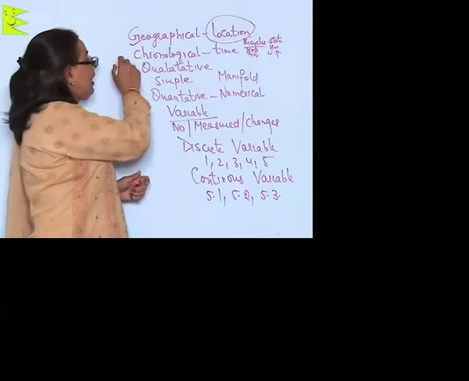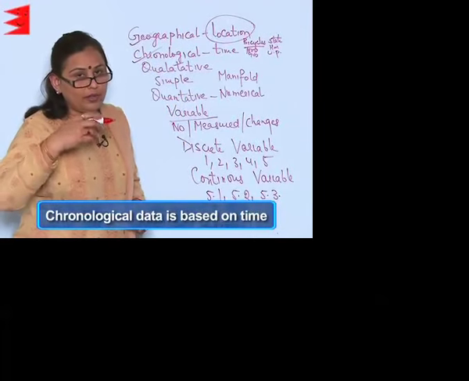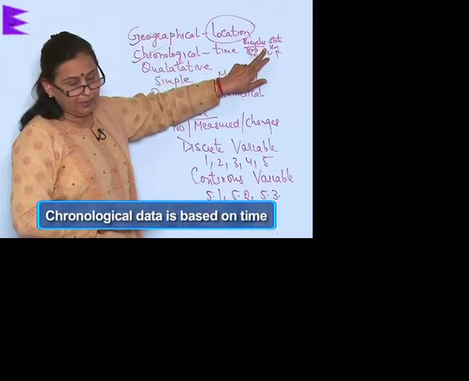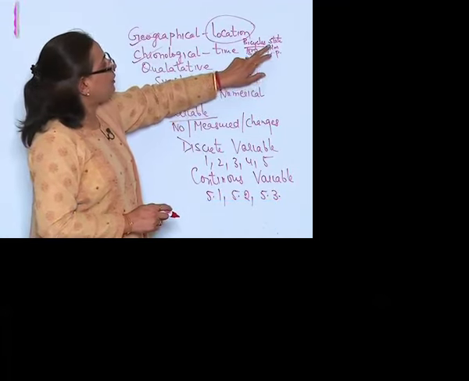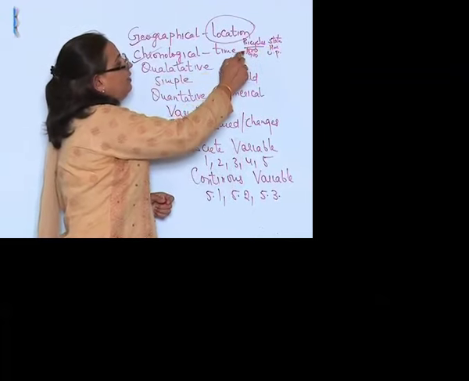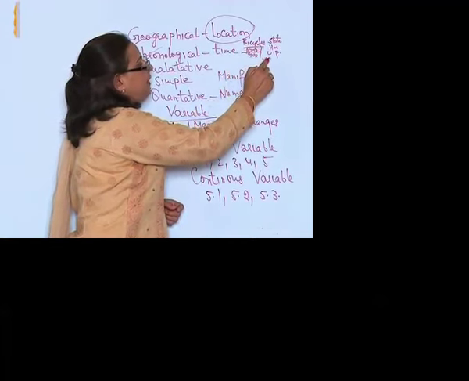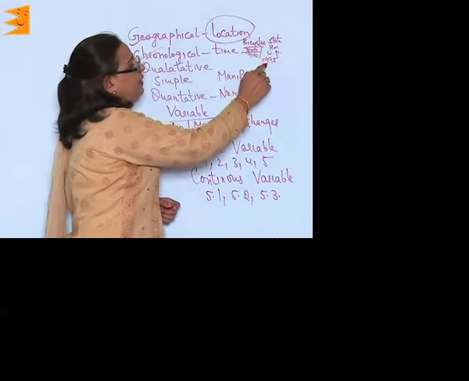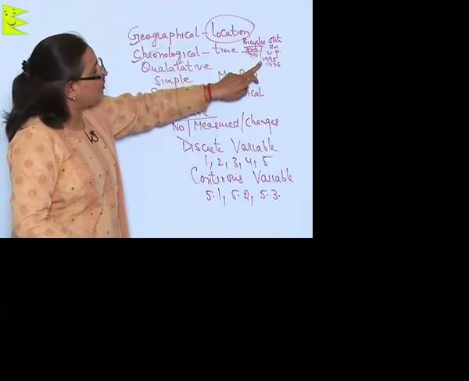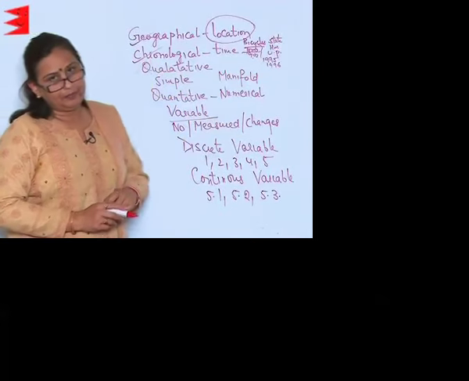Now the other is chronological data, which means based on time. Same if I talk of bicycle manufacturing, I will not be talking of the state, the location, but I will be saying 1000 bicycles were manufactured in the year 1995, 900 in 1996, and so on. When I talk in terms of years, it becomes chronological data.